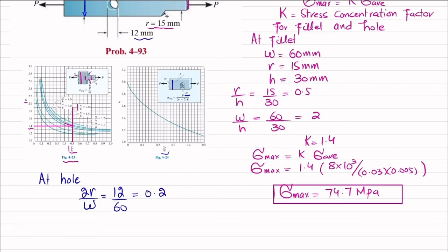Now look at the 0.2. So 0.2 is this point. From this point, draw a vertical line. It will intersect this curve. From the point of intersection, you can just move it over here. So this is 2.4, this is 2.5. Clear? So this value is 2.45. So K will be equal to 2.45.